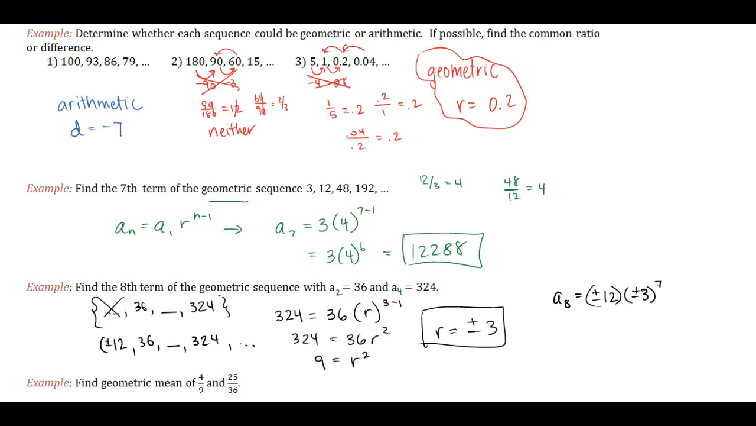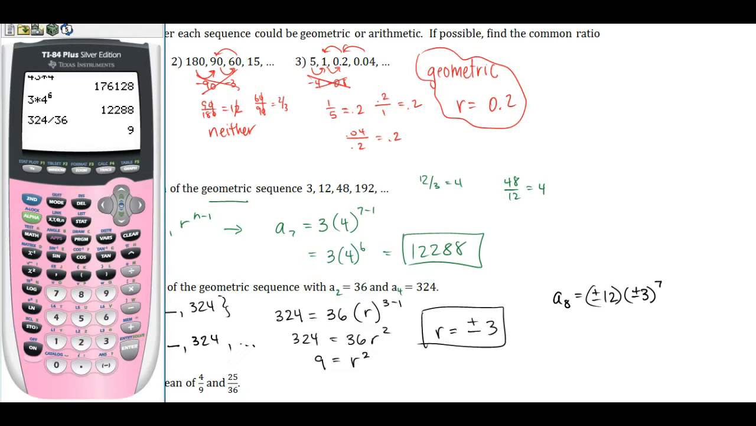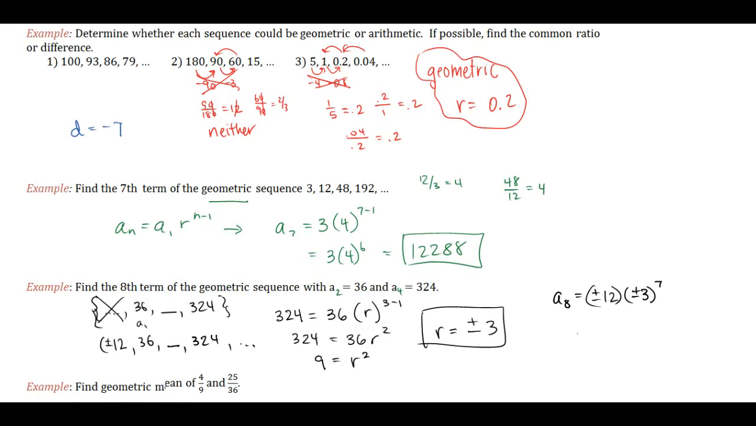and times 12, I can grab my calculator and say 12 times 3 to the 7th is 26244, or the negative of that version, plus or minus 26244. Because think of all the combinations.